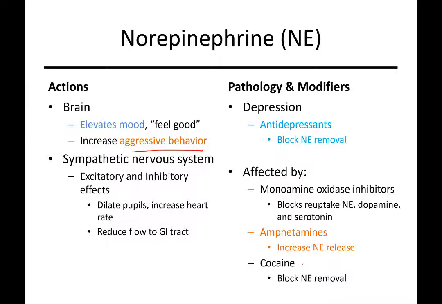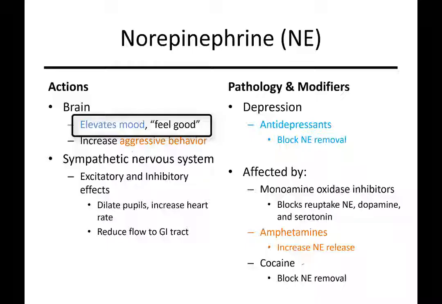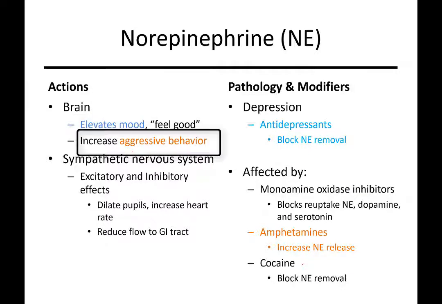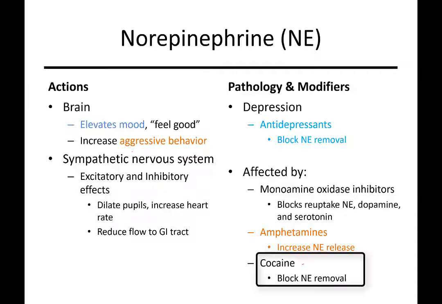So norepinephrine at the base level is one of the three that we're going to be talking about that helps alleviate depression and makes people feel better. Norepinephrine, though, too much is just too much. So norepinephrine in the brain is your feel-good neurotransmitter, but too much increases aggressive behavior. Amphetamines are going to make you release more. Cocaine is going to block the removal and therefore it hangs out longer. So both of them will be the same in terms of effectiveness, increasing the person's responsiveness to norepinephrine.